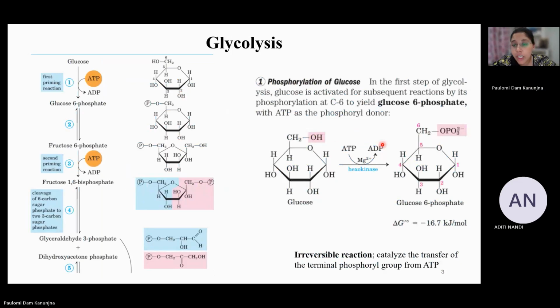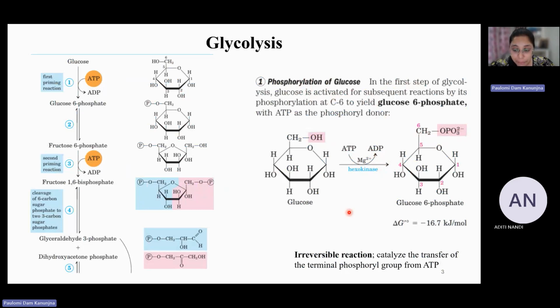Hexokinase will add a phosphoryl group here, using ATP as its energy currency or driving factor. Now, in this step, what is this called? This is called activation of glucose. So, the first step in glycolysis is glucose activation. And this is an irreversible step.